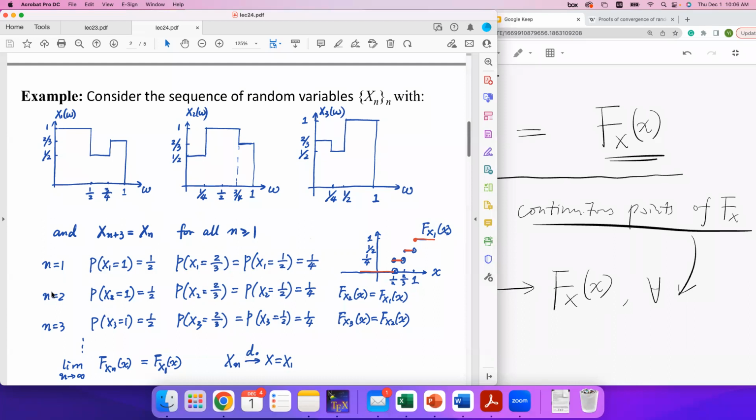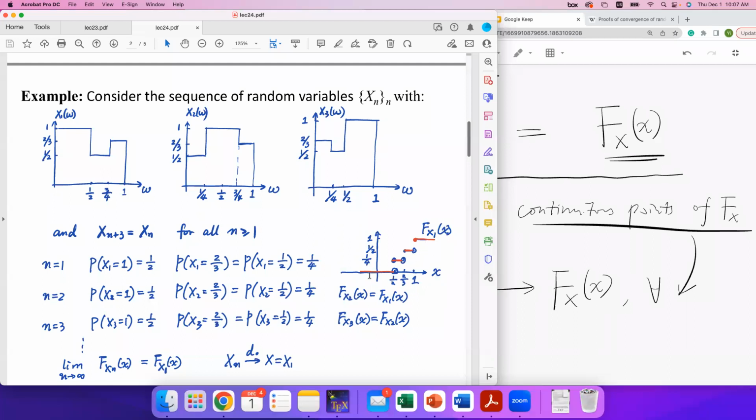And you can check that for X2, X3, their PMF is the same. Although the realizations are supported on different intervals of outcomes, the probability measures are the same. So they have the same probability mass function. They have the same distribution. And therefore, because the PMF is the same, they all have the same CDF, a cumulative distribution.